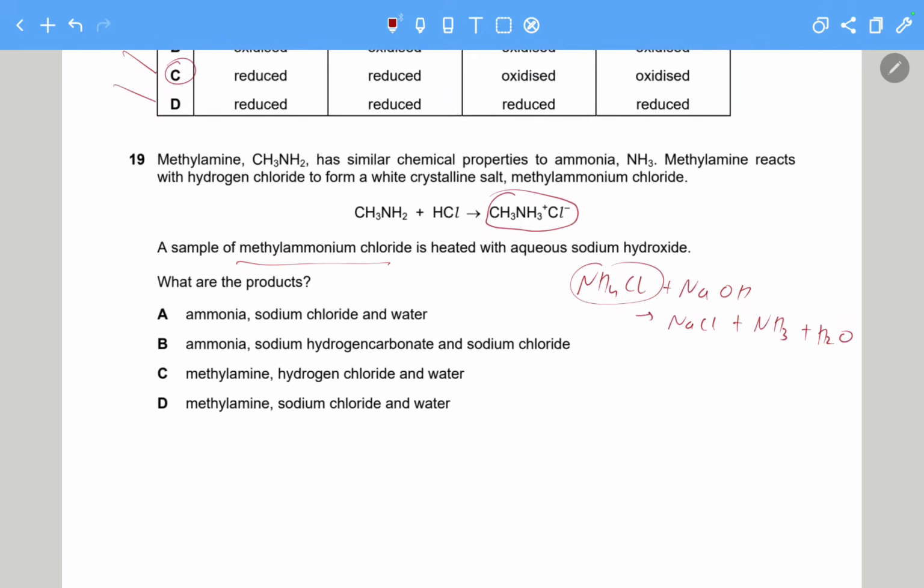So just like ammonium chloride gives us ammonia, methylammonium chloride should give us methylamine, and the other products will be the same, and that's what we see in option D.